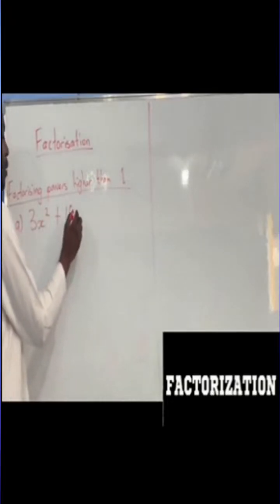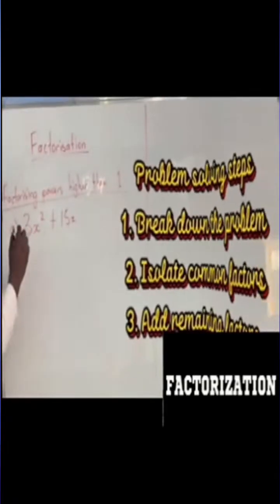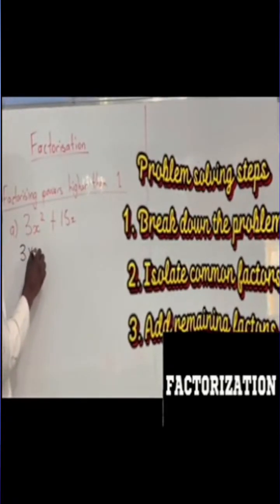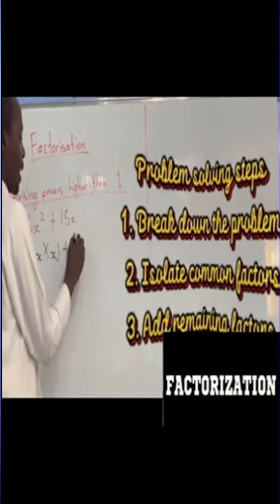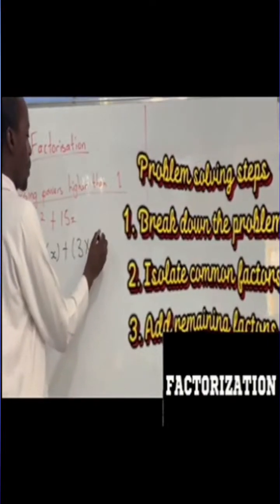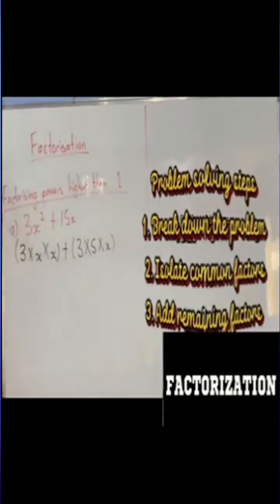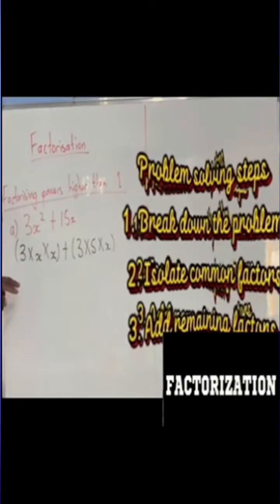So now we want to look at how we can factorize powers higher than 1. Factorizing powers higher than 1. Up to now we're only looking at the powers of x, or of the unknown, only being 1. Now we want to look at how we can factorize if there are powers of x higher than 1. Alright, so 3x squared plus 15x, we can break it down to 3 multiplied by x multiplied by x plus 3 multiplied by 5 multiplied by x. In this way it will be easier to solve because we've broken down the problem.